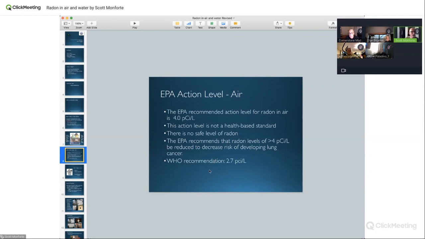Now, people go to me all the time. Well, the World Health Organization sets it at 2.7. And they say, well, we want it less than 2.7. I've had actually people say that. And I say, well, we go by the EPA and it's less than 4. But if you really think about it, the EPA says fix your home 4 or higher and consider fixing between 2 and 4. So, I mean, what's the difference between consider and fixing?